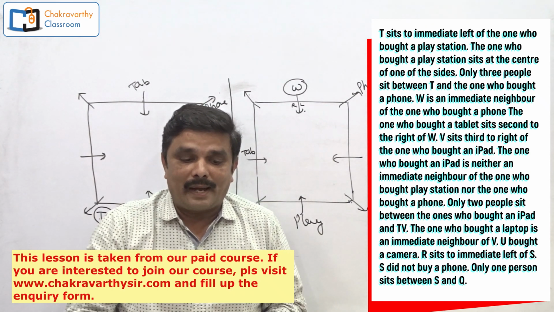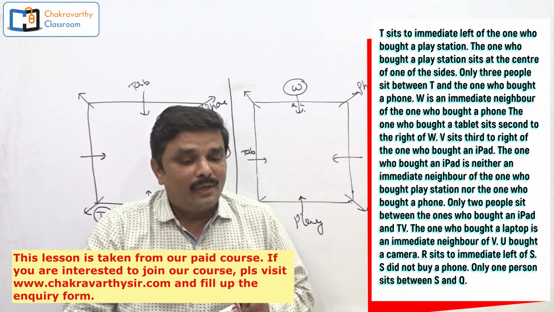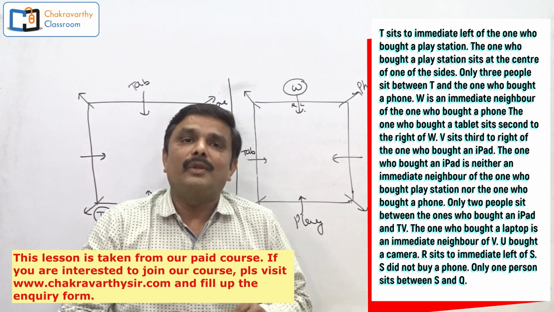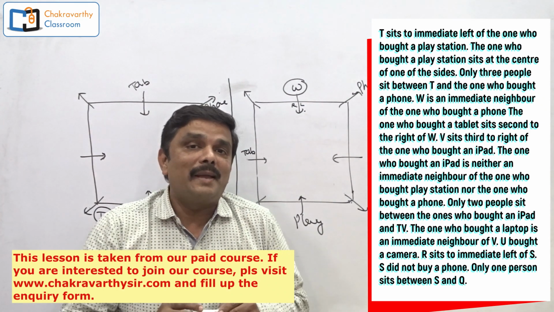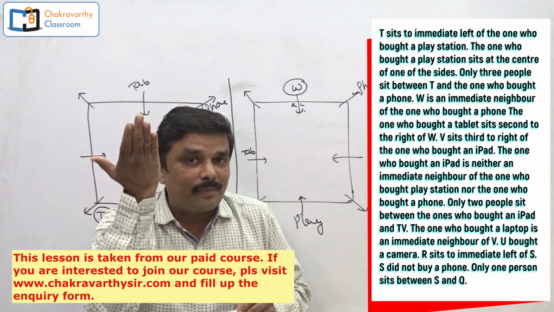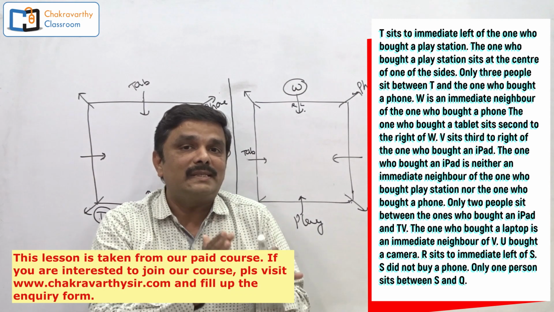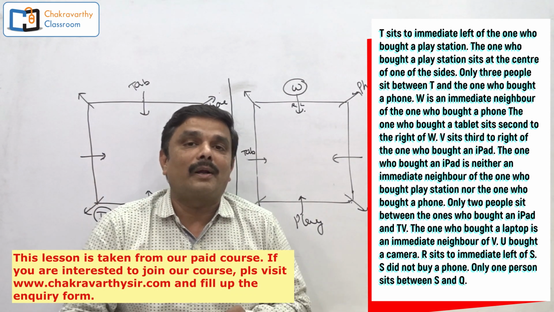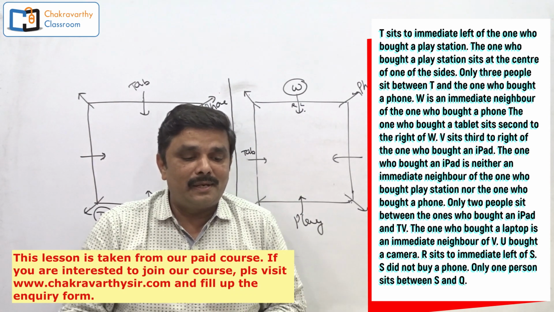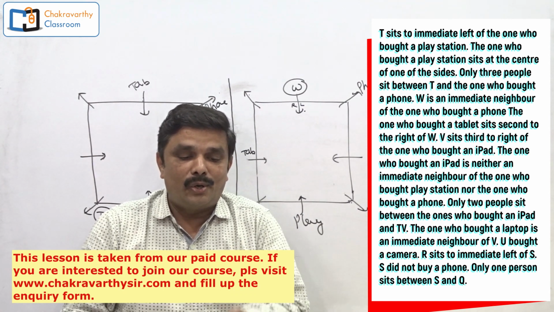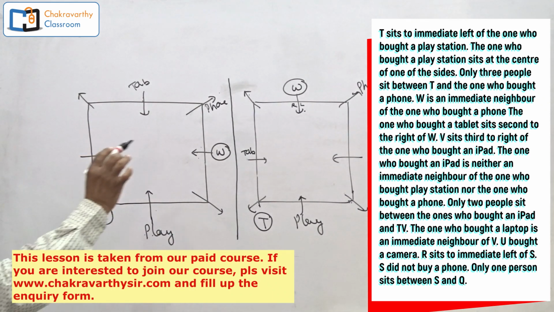Then the one who bought iPad is neither an immediate neighbor of the one who bought PlayStation nor the one who bought a phone. Now tentatively, I can decide the place of the person who bought an iPad. Based on that position, I may confirm the place of V, because V sits third to the right of the person who bought an iPad. Now, where shall I keep the person who bought iPad?